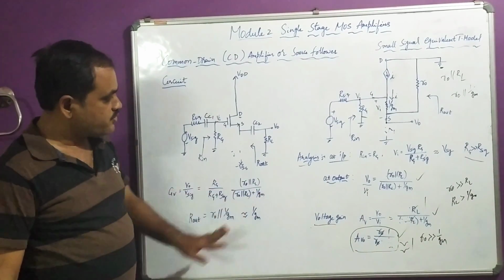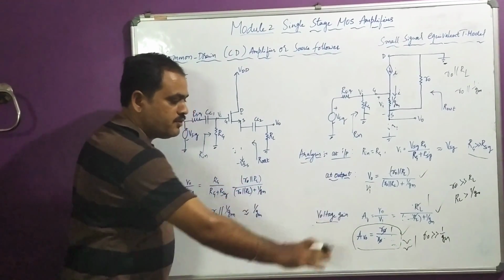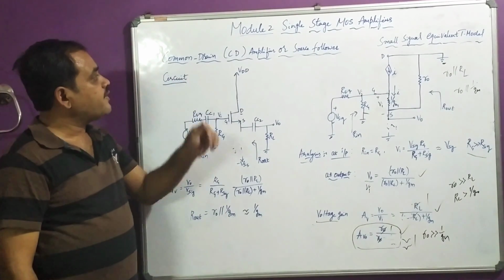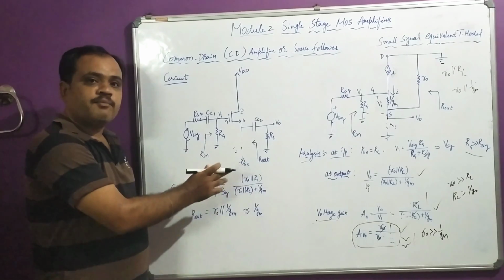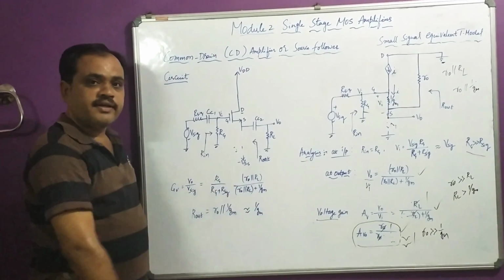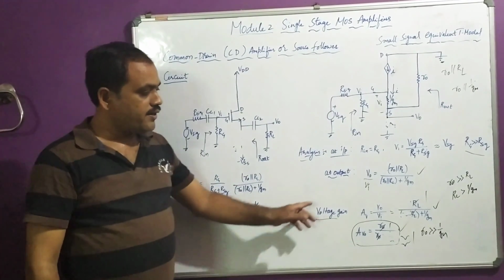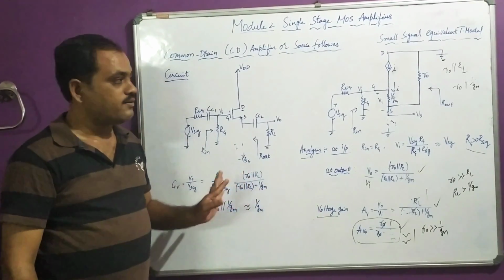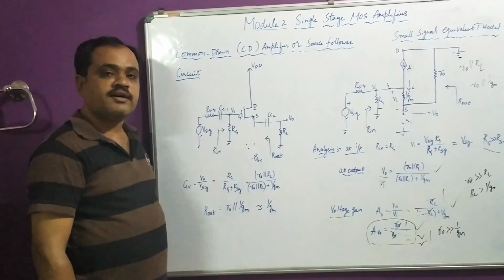So I hope you have understood how to get voltage gain, how to get input resistance and output resistance. Overall, I can say that for the common drain amplifier, input resistance is high, output resistance is low, and gain is almost equal to 1 but not exactly equal to 1. Right? I hope you have understood this concept.